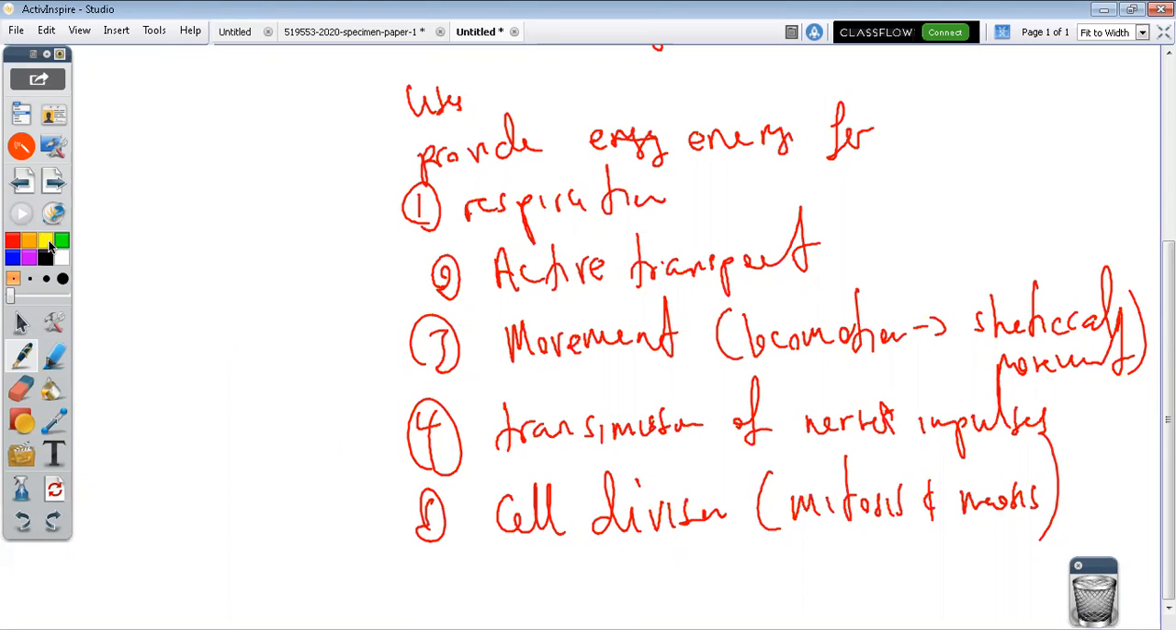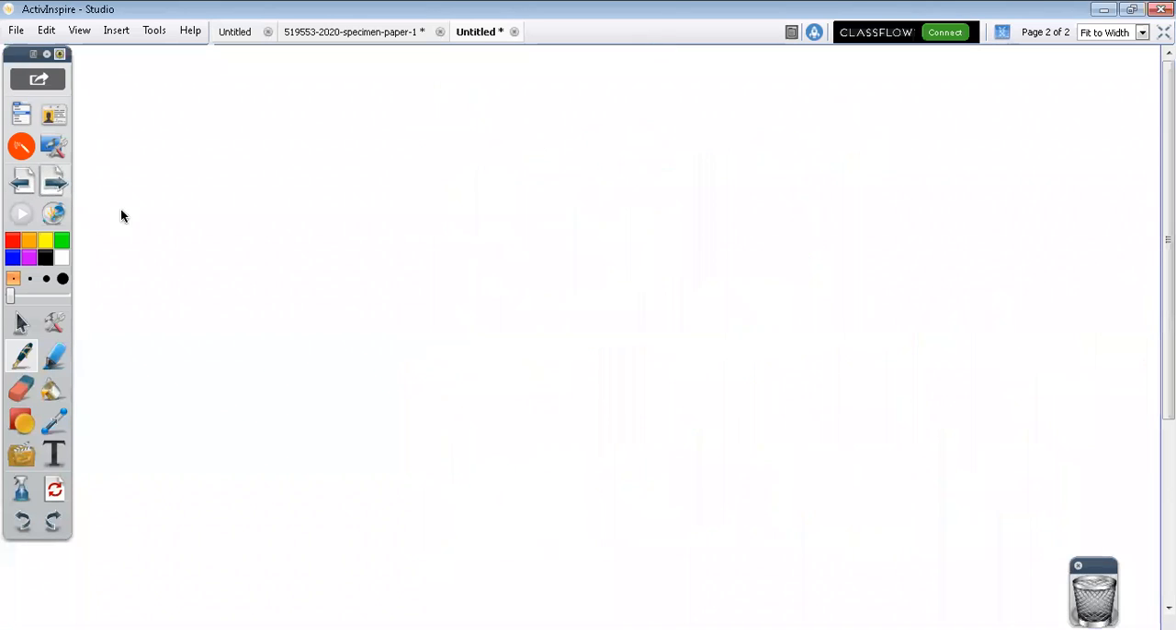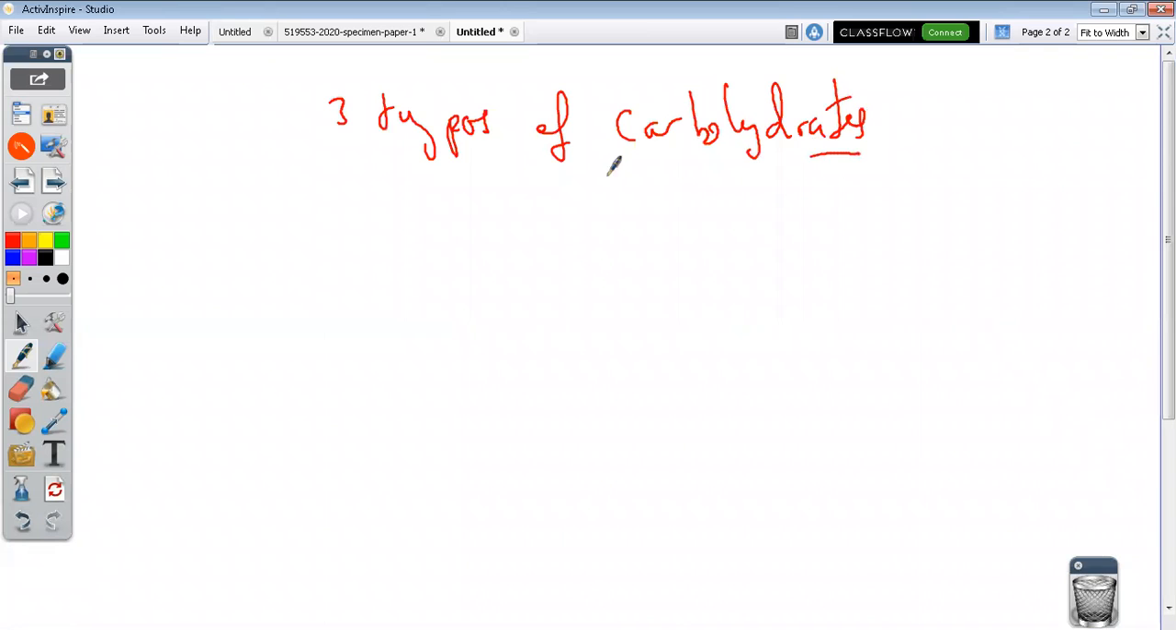Now, what are the three types of carbohydrates? There are many uses of energy, but I'm just giving you five for now. What are the three types of carbohydrates? Oh, is that new to you then? You look surprised. Carbohydrates are found in three types. Tambelani, you're raising your hand. What are the three types?